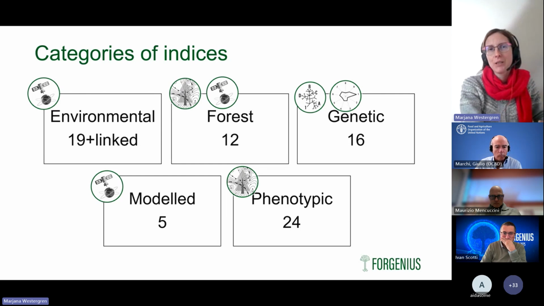Now I will start with the second part of the presentation, and I will present indicators, but I will not go into detail. Don't be afraid about that. I will just go through groups of indicators very quickly, presenting some examples.